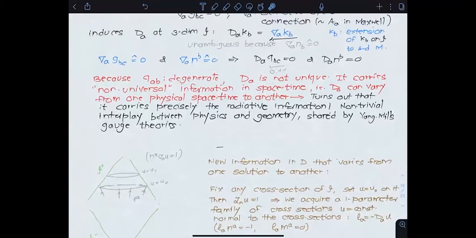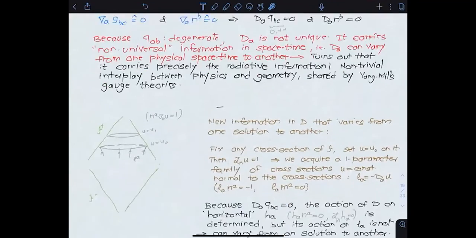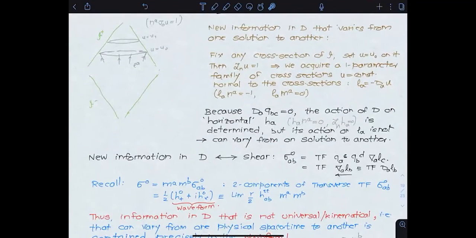So the point is basically that we got universal structure, which is Q and N. But given a space-time, or given a conformal completion of the space-time, I also obtain a derivative operator on Scri, and this derivative operator is our object of most interest. The new information, as I said, in D varies from one space-time to another. Now we want to extract this information. We want to know what this information is.